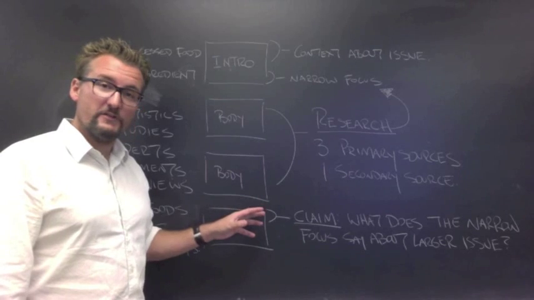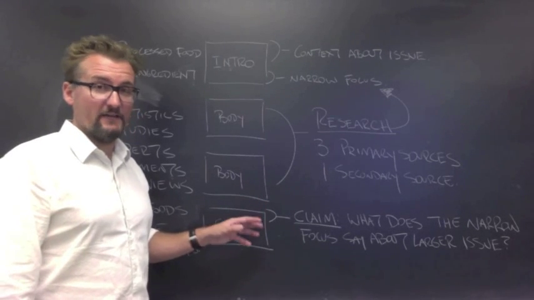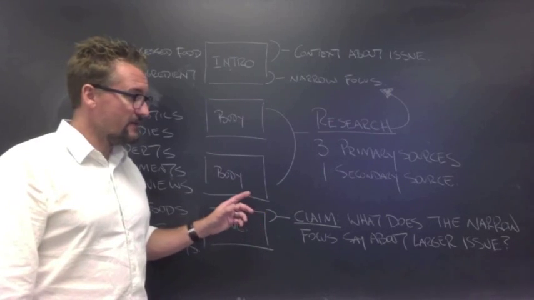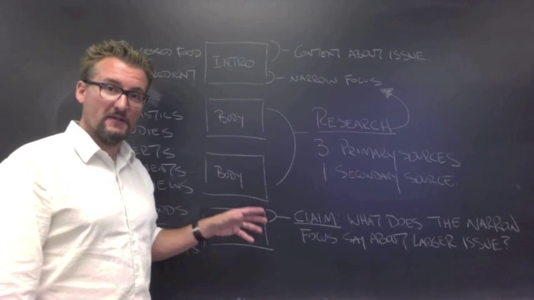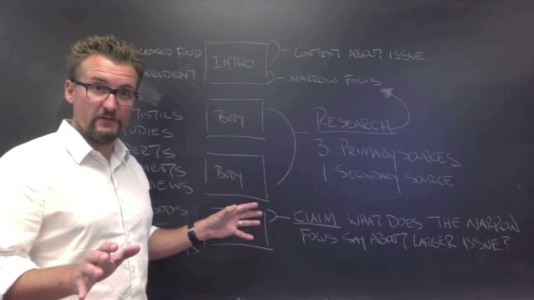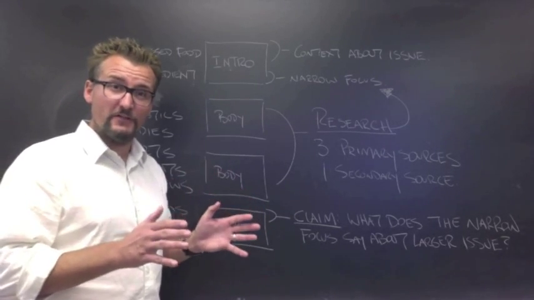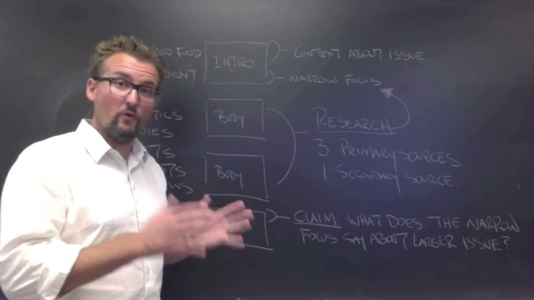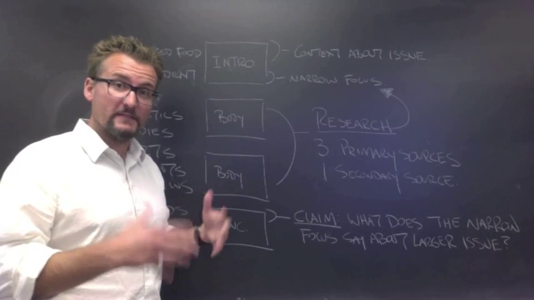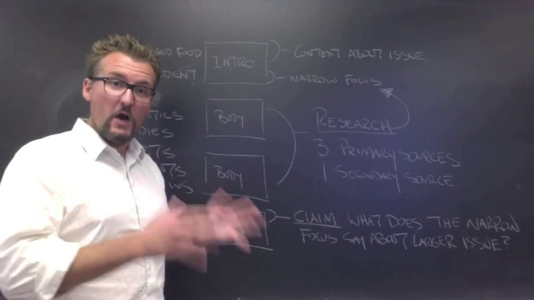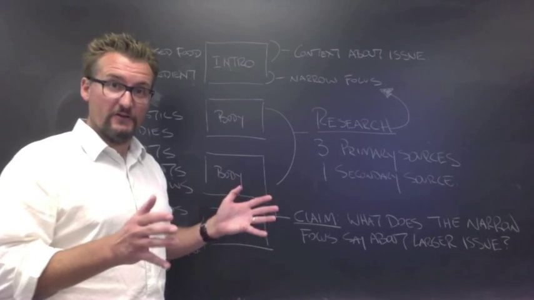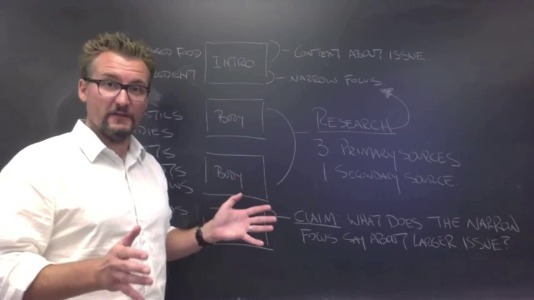And in a microhistory, your claim is a statement that answers a question like this: what does the narrow focus say about the larger issue? That's the question you're trying to answer through your research. That's why you've divided the larger issue into a much smaller, more manageable piece. And you really want to find out, that is the whole purpose, what does knowing about this narrow focus let me know about the larger issue? What does it say about the larger issue?